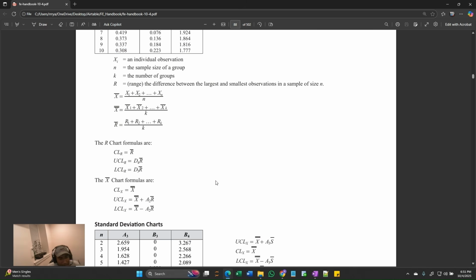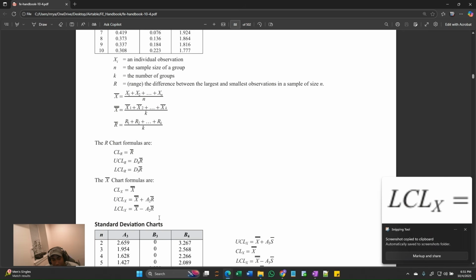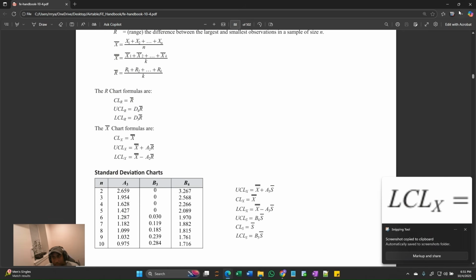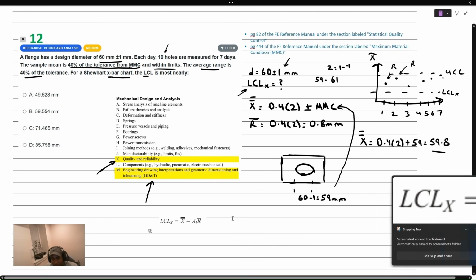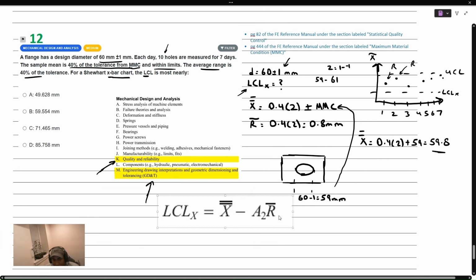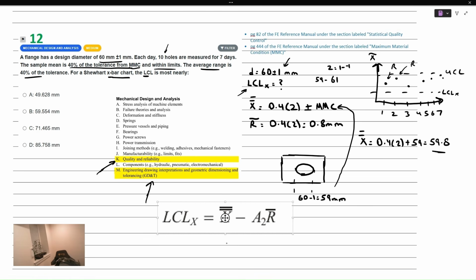We're just going to plug into that lower control limit right there, and then we'll be able to solve this problem. So this is our formula over here, where X double bar was equal to 59.8, minus A2, which was 0.308, multiplied by the range, and the range was 0.8. And if we plug into our calculator there, we'll get 59.5536. That corresponds to answer choice B here.